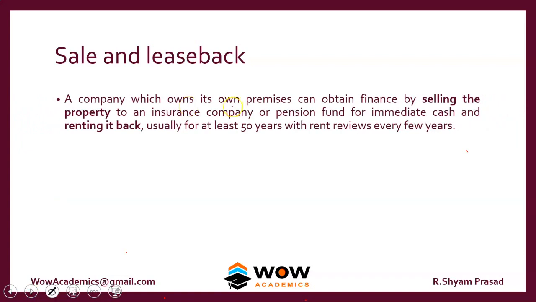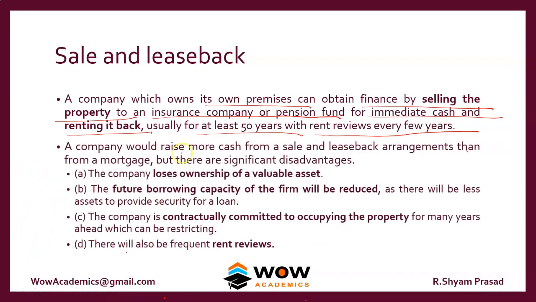A company which owns its own premises can obtain finance by selling the property to an insurance company or pension fund for immediate cash and renting it back, usually for 50 years, with rent reviews only for a few years. So you first sell it and you then rent it or lease it. A company would raise more cash in the form of a sale and leaseback arrangement than a mortgage, but there are significant disadvantages to this model.